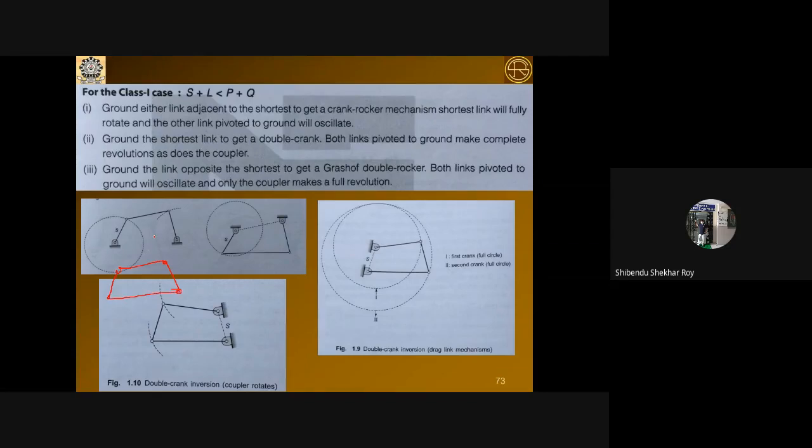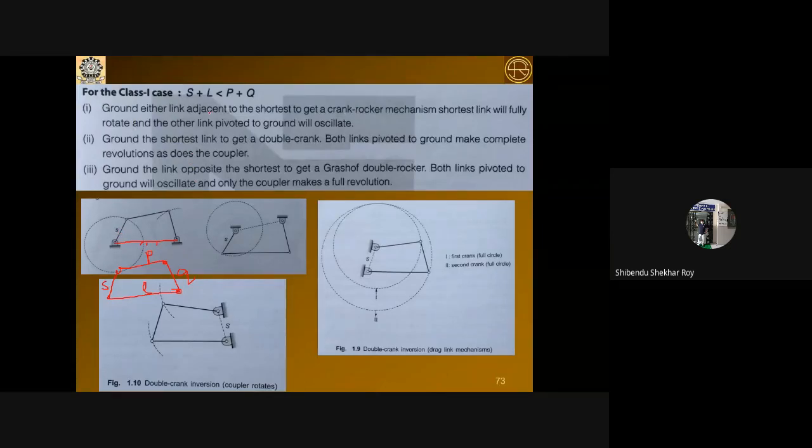Now, as you know, the shortest link in the figure is S. So this is S, and there will be one longest, L. Now S plus L is less than or equal to P plus Q. This is the kinematic chain, and I have not yet fixed any link. Now you fix the longest link. So this is the longest link, you fix it. Then what will you get?